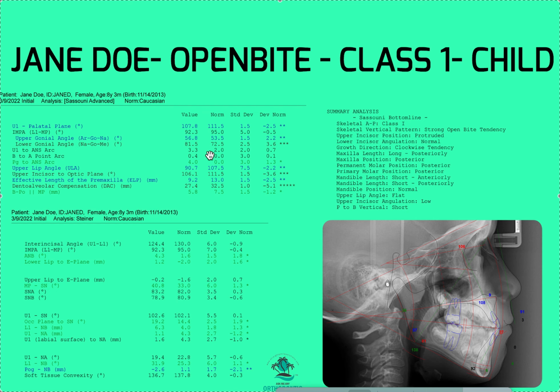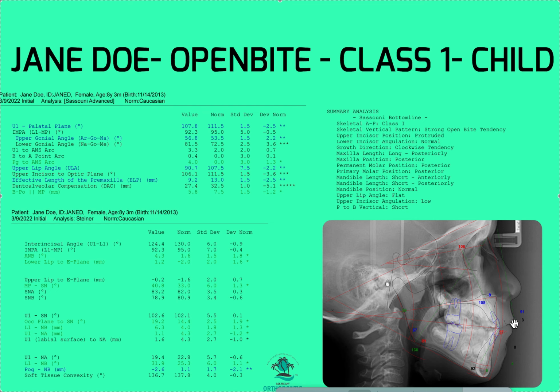So let's go through this, okay? So the things I talked about, yeah, this patient's class 1, fine, great. Vertical pattern, strong open bite tendency. I told you I saw that in the Ceph, right? Well, they just confirmed it, okay? So what else? They said that the upper incisor, the maxillary incisor, is protruded. It's leaned forward. Okay, yeah, because it's trying to compensate for the tendency.